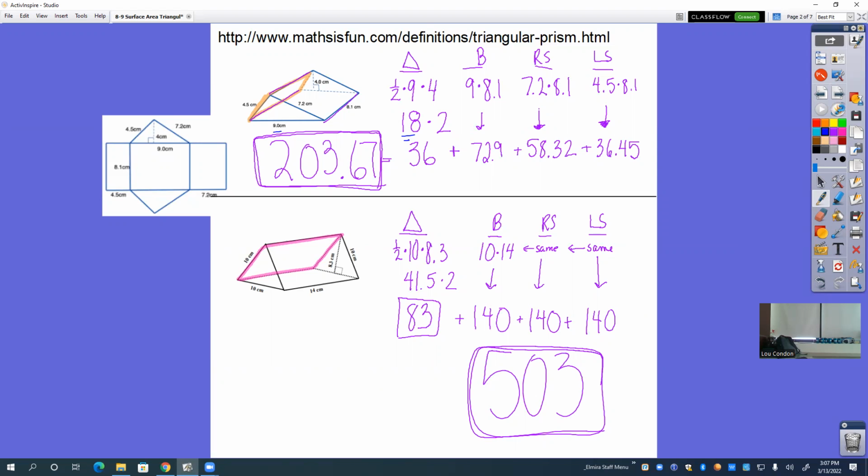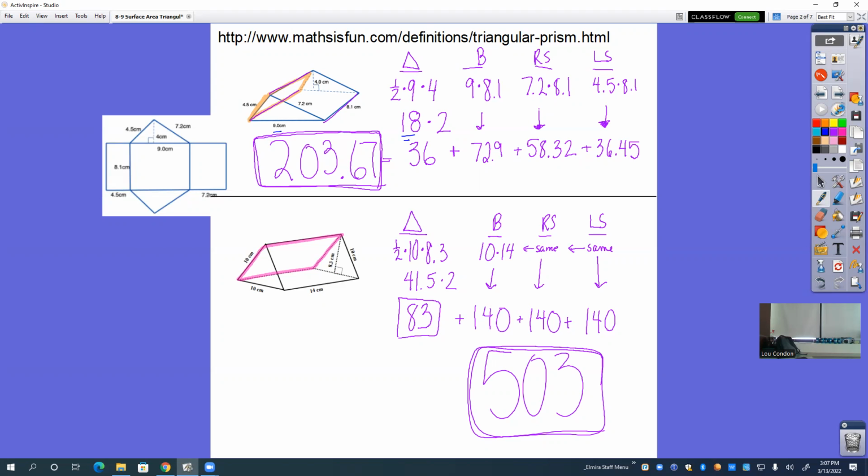Then we find the area of the base. The base would be 9 times 8.1, which multiplies together to equal 72.9. Now notice that's not multiplied by 2 because there's only one base. That's the bottom. Then we figure out the right side here. The right side is 7.2 times 8.1. Again, that's the only side with those measurements, so we don't have to multiply it by 2. That comes out to be 58.32.